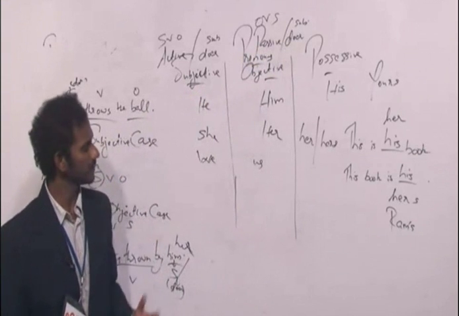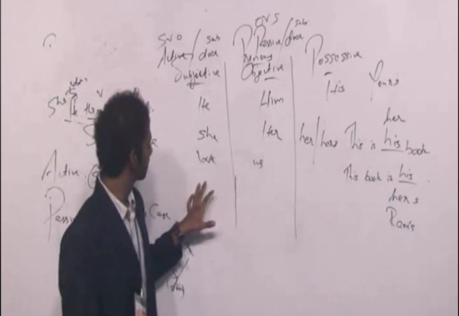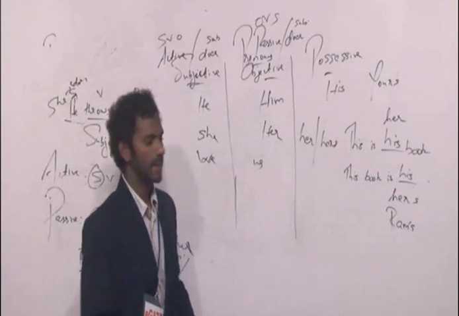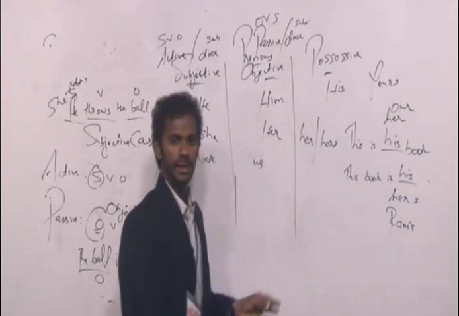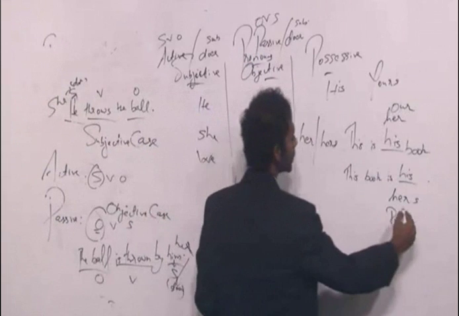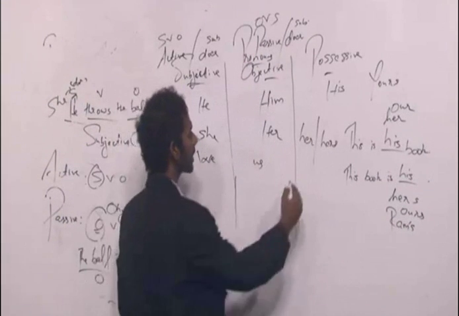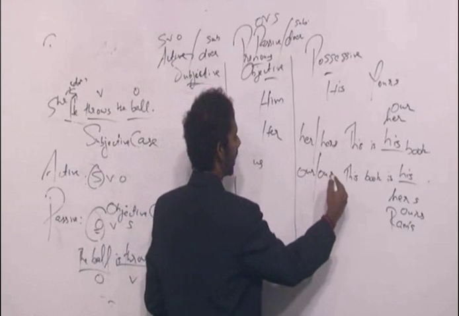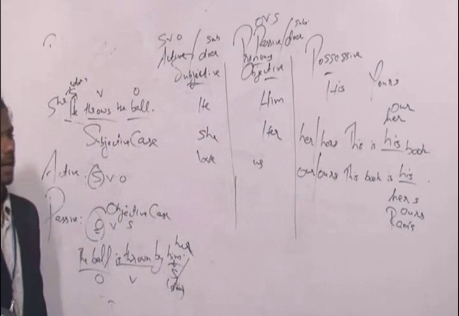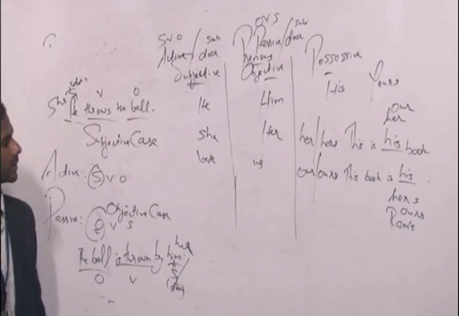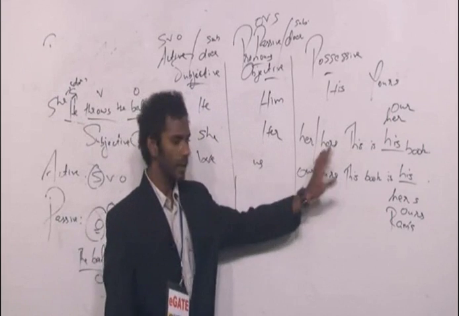Got it? Fine. This is dash book, depending on "we." This is our book. This book is ours. O-U-R-S, no apostrophe. So "our" and "ours" are possessive forms. I'll tell you the difference between these two, in fact. I'll leave it there.